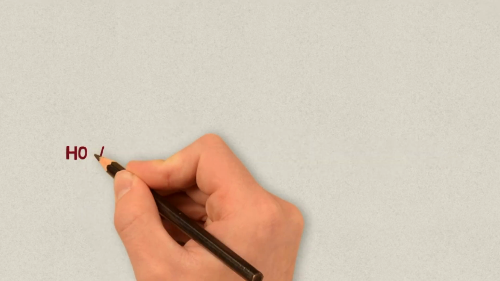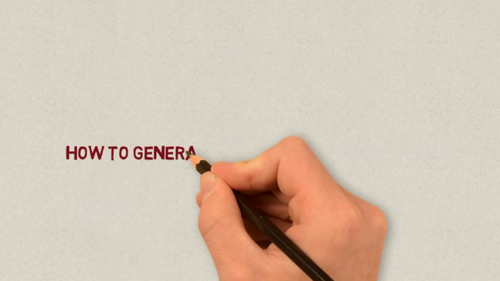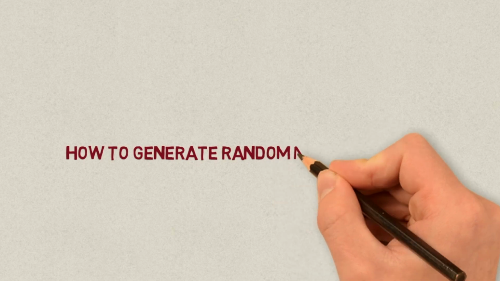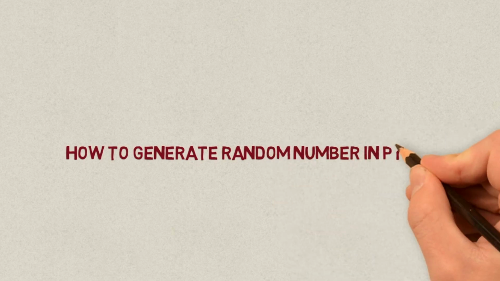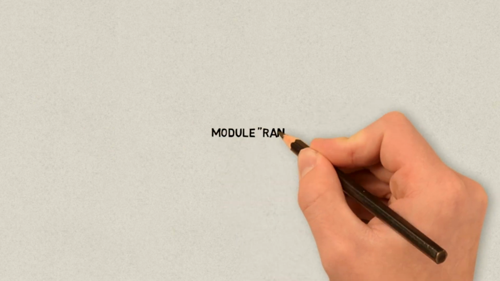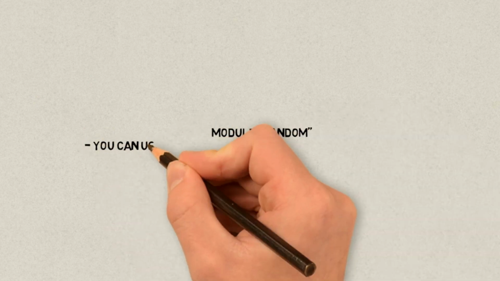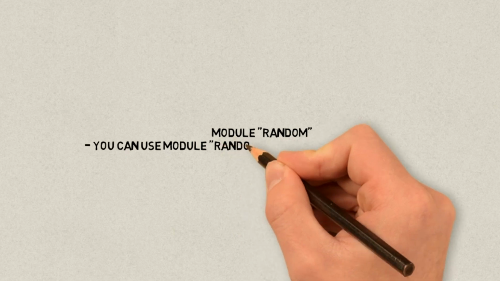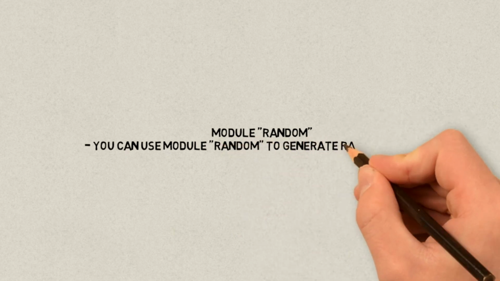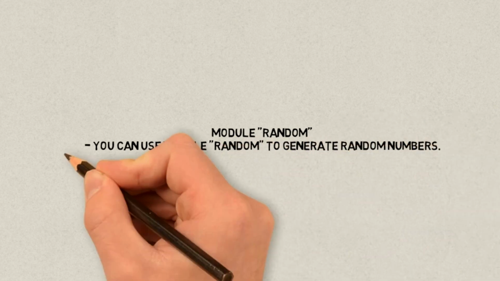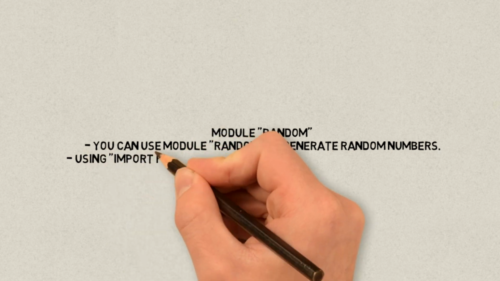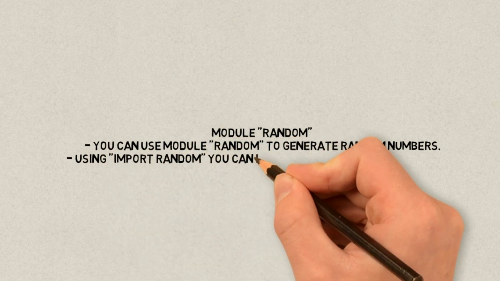Hello everyone. In this video, we will learn how to generate random numbers in Python. We can do this using the module random. You can use the module random to generate random numbers. Using import random, you can import the module in your project.